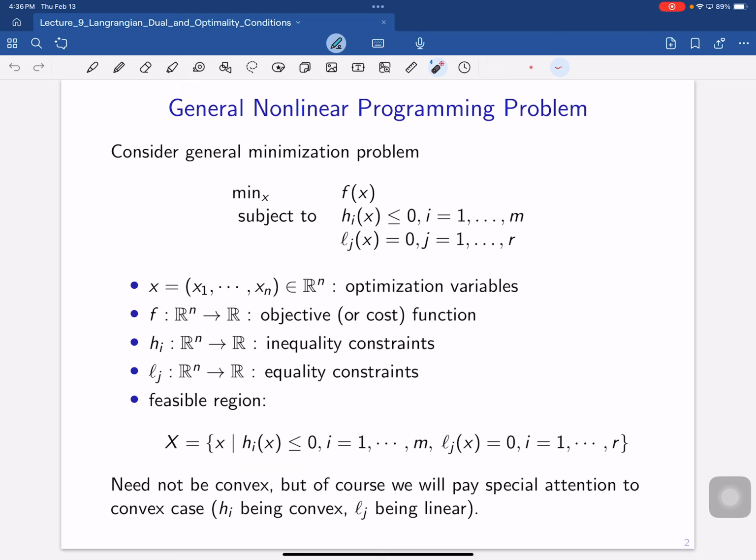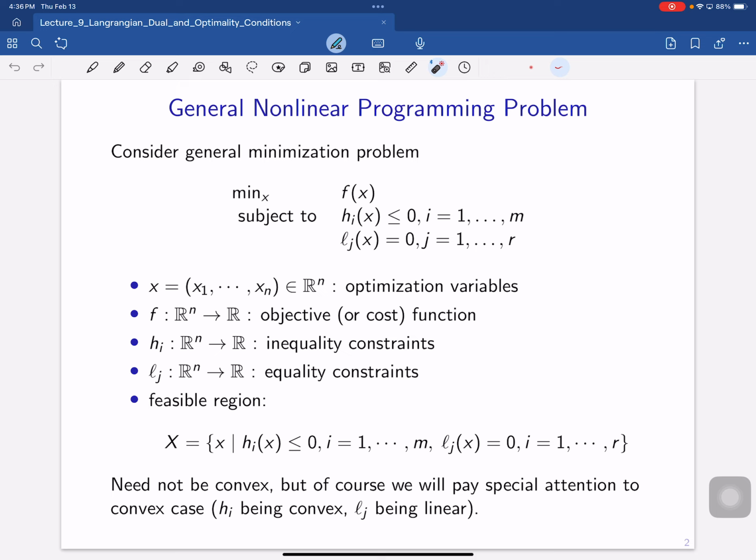For some of the results we show in this lecture, the problem does not have to be convex. Some of the results will hold generally for nonlinear programs, no matter whether the problem is convex or not. But some of the results we show in this lecture will only hold for convex problems. I will remind you which results hold for general problems and which hold for convex problems only.